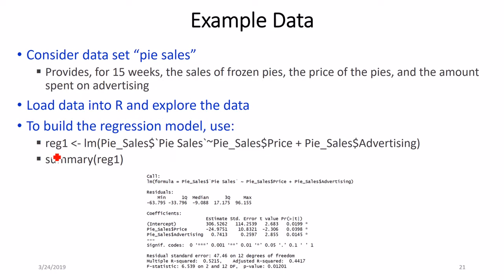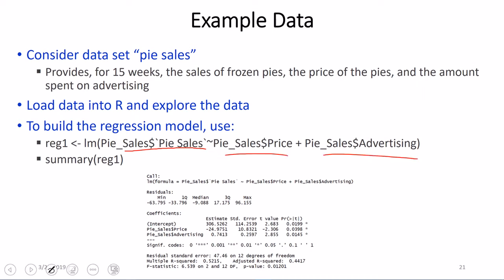Now let's have an example. Consider the dataset pie sales. The dataset provides data for 15 weeks of sales for pies, the price of the pies, and the amount spent on advertising. After loading data into a data frame in R and exploring data, we build a regression model. Basically, we call the function lm and give it the formula for regression. In the formula, pie sales is a function of price and advertising.